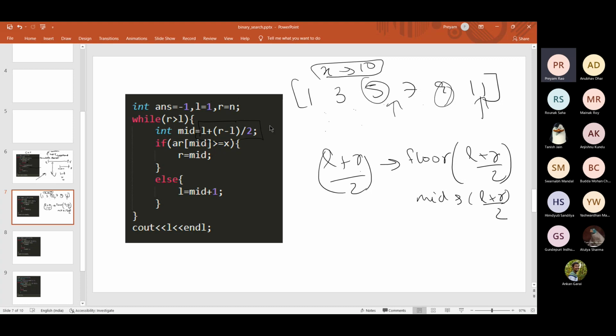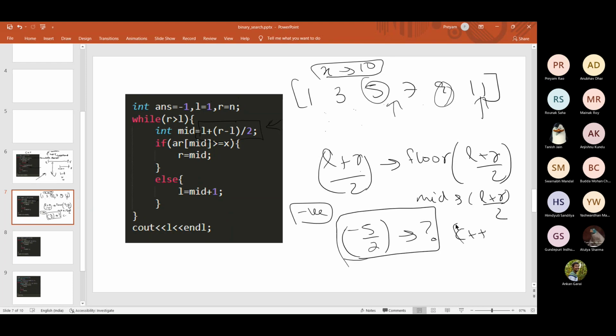So why am I doing this weird sort of way of doing this? That's pretty simple. With negative numbers, floor works a little differently. So can anyone tell me what minus 5 by 2 will give? If we do minus 5 by 2 in C++, then what will we get?